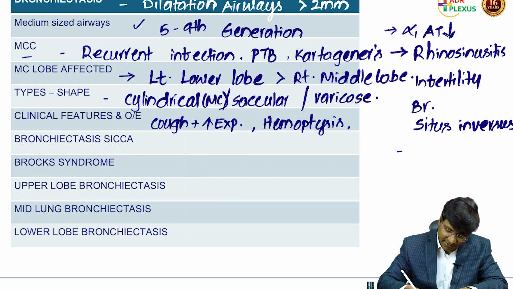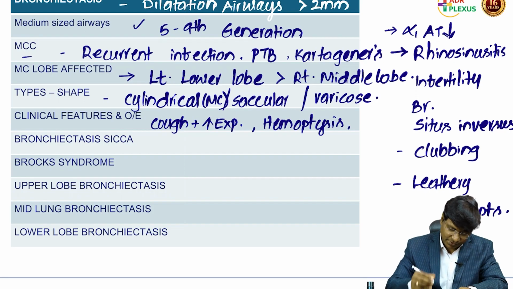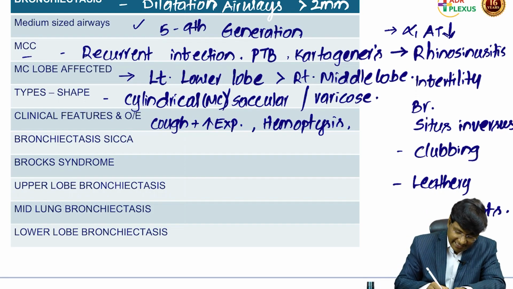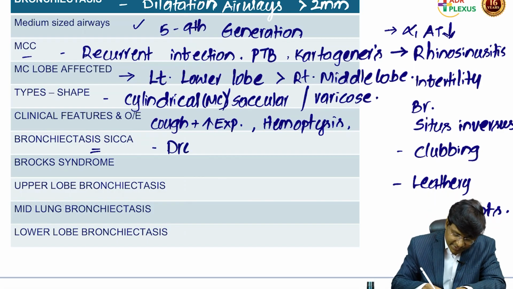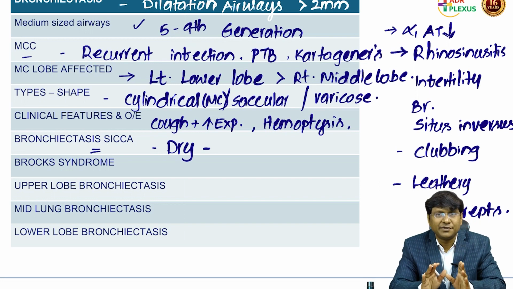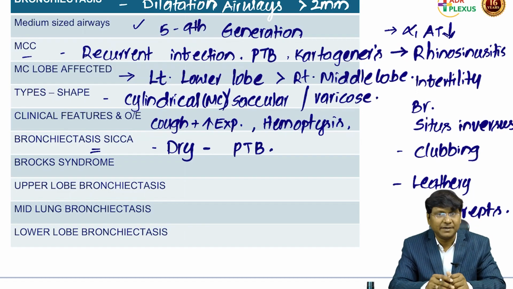On examination, these patients will have clubbing, and they will have crepitations, which are leathery crepitations. And we have a terminology called bronchiectasis sicca, which is nothing but dry bronchiectasis. That means you don't have any sputum production at all, even though there is a bronchiectatic picture. Normally in bronchiectasis there should be copious expectoration, but here there is none. That is called bronchiectasis sicca, and it can be seen in some variants of pulmonary tuberculosis.